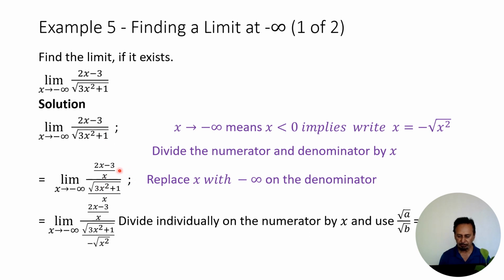So we'll have 2x minus 3 over x, and the square root of 3x squared plus 1 over x. Now we're going to replace x. It depends. So x approaches minus infinity, which means x is always less than 0. So instead of using x equal to the square root of x squared, we're going to use minus the square root of x squared in this case. So now we have 2x minus 3 over x, and the square root of 3x squared plus 1 over negative square root of x squared. And now we use the same fact, the square root of a over the square root of b is the square root of a over b.